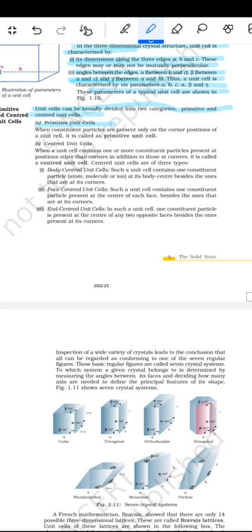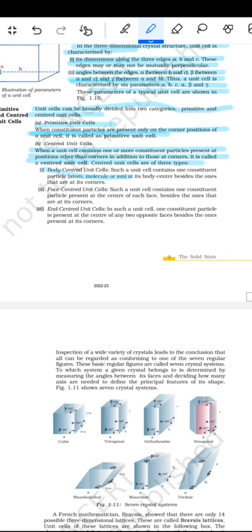When constituent particles are present only on the corner positions of a unit cell, it is called a primitive unit cell. And a centered unit cell is when a unit cell contains one or more constituent particles present at positions other than the corners in addition to those at the corners, it is called a centered unit cell.